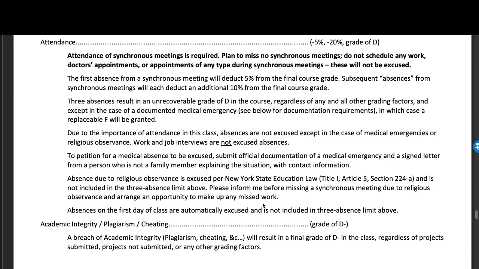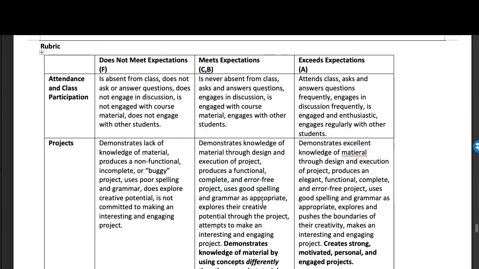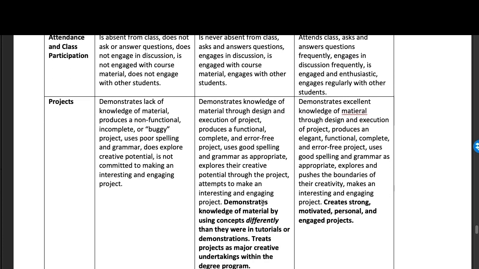So we've already touched on academic integrity, plagiarism, and cheating. A breach of academic integrity, plagiarism, or cheating will result in a final grade of D minus in the class, regardless of projects submitted, projects not submitted, or any other grading factors. Also included in the syllabus is a rubric, which clarifies the categories of things that meet expectations, do not meet expectations, or exceed expectations. So if you want to know what the grading is based on, I suggest that you carefully look through this rubric.